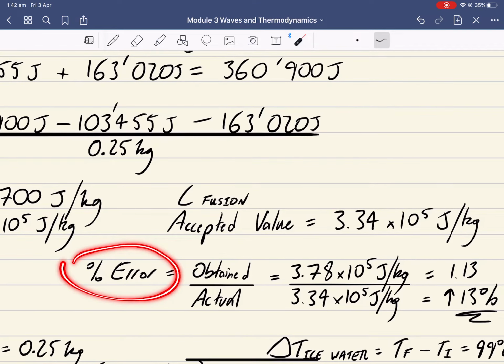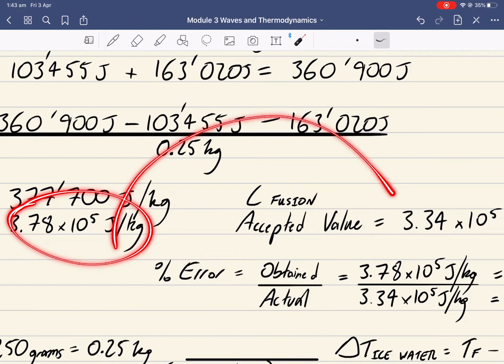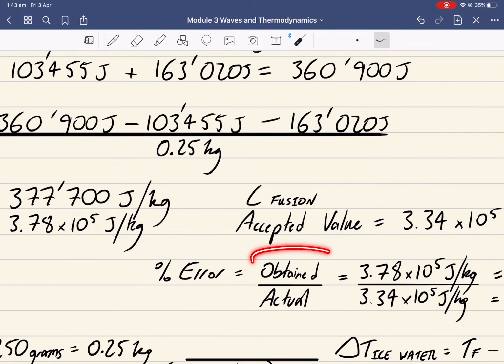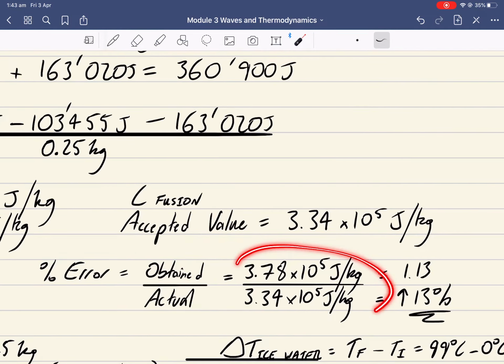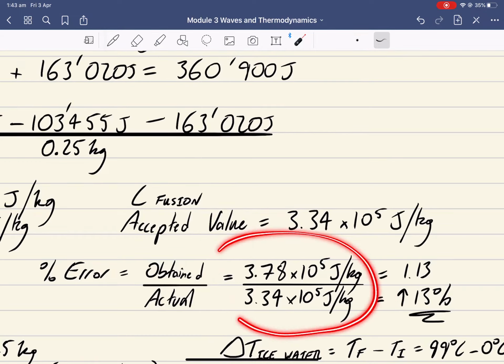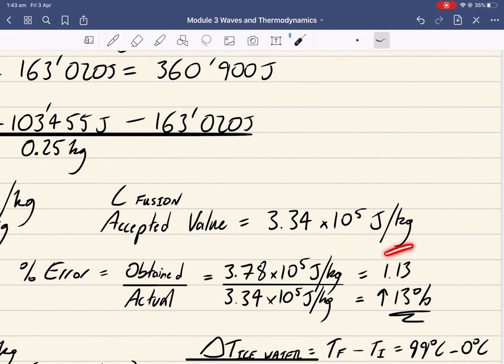Finally, we can actually look at the percentage error that we have. So how far away was our value from the accepted value? And to do this, we get our value that we obtained and divide it by the actual value. So we got 3.78 times 10 to the 5 divided by 3.34 times 10 to the 5. You can actually cancel those powers there and just do this part of the equation. And it ends up being 1.13, which means we're actually 13% over the accepted value, which I'm actually really happy with. The fact that we got a number which was times 10 to the 5 and we're only 13% away from the accepted value is really, really good.